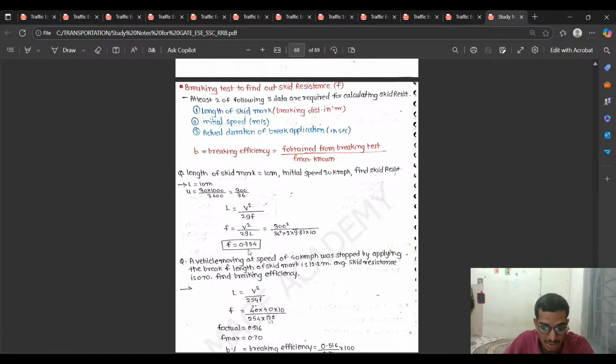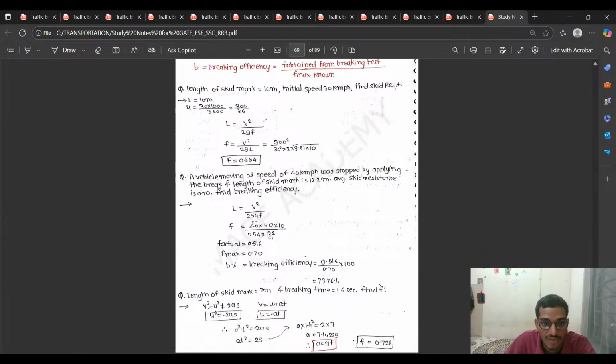So F, for a skid, the skidding resistance, is equal to V square by 2gL. V square, where velocity is 300 by 36 all squared, over 2 into 10.